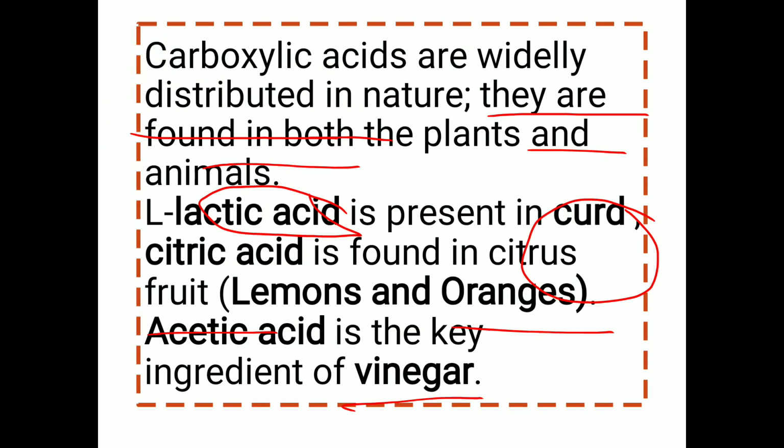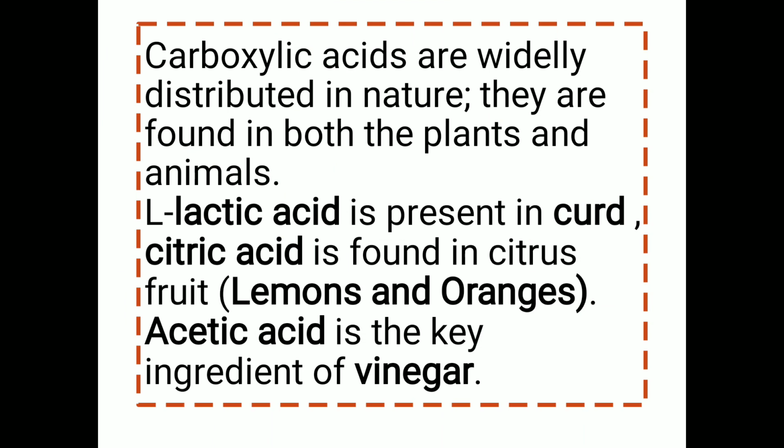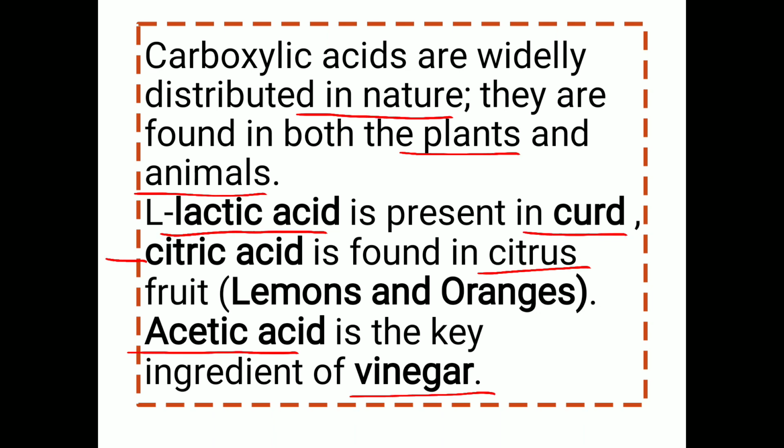Now the carboxylic acids are widely distributed in nature. They are found in both plants and animals. In our daily life, we find carboxylic acids present in various things. L-lactic acid is present in curd. That means when milk is converted into curd by using lactobacilli, there is the formation of lactic acid. Another example is citric acid, which is found in citrus fruits like lemons and oranges. In tamarind, there is tartaric acid. Acetic acid is the key ingredient of vinegar.